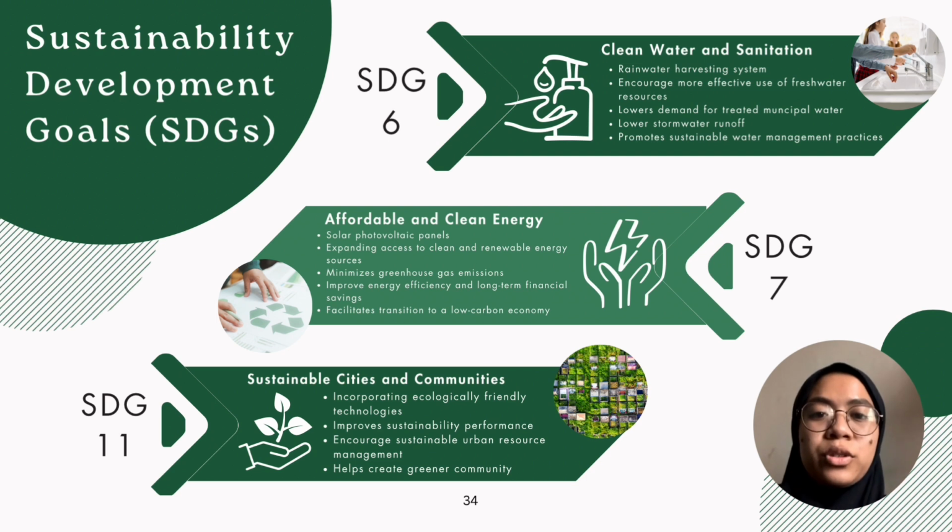Now let's look at how this project contributes to the Sustainable Development Goals, or SDGs, of the United Nations. The first is SDG 6, which is clean water and sanitation. The rainwater harvesting system encourages more efficient use of freshwater resources as it reduces the demand for treated municipal water and promotes sustainable water management practices. Secondly is SDG 7, which is affordable and clean energy. The installation of solar photovoltaic panels expands access to clean and renewable energy as it improves energy efficiency and helps reduce greenhouse gas emissions.